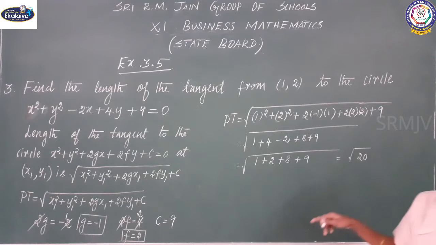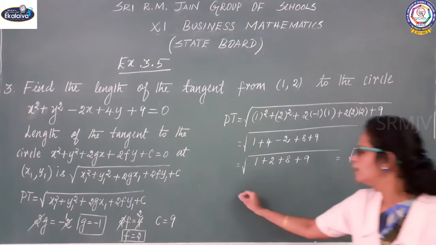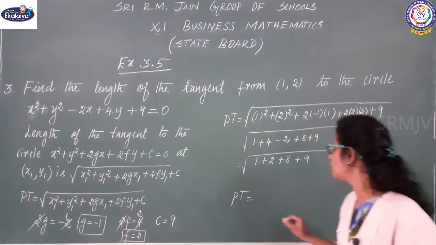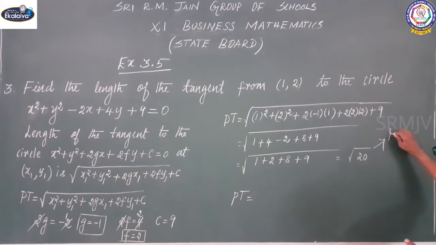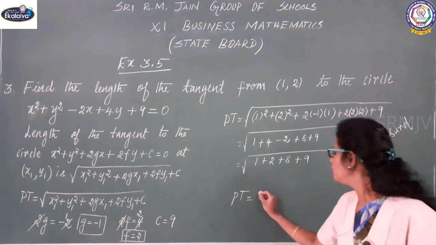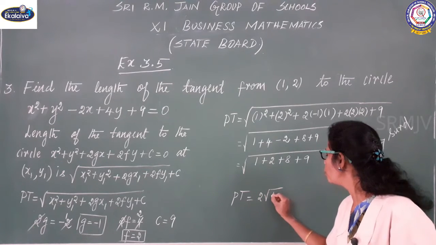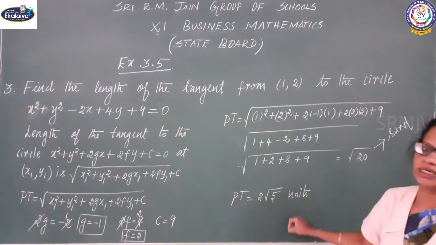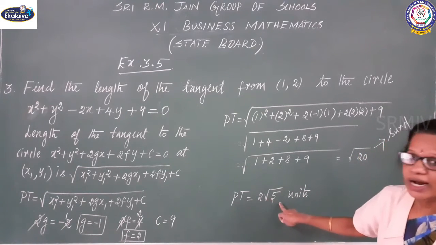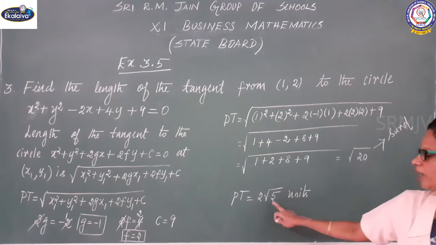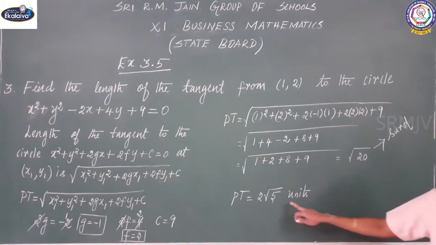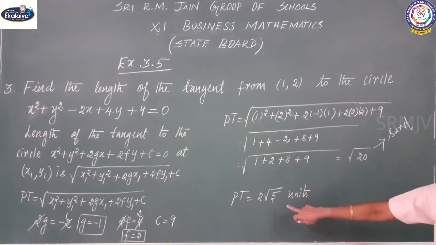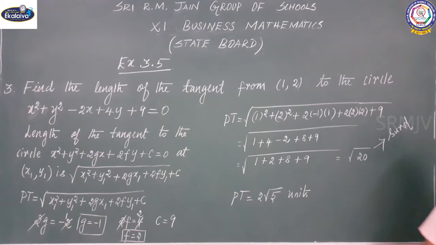The square root we call it as surd, right? That we are going to convert into mixed surd. PT is equal to square root of 20, or you can say surd also. Then it becomes 2 into root 5 units. This one we call it as mixed surd, whole number and the irrational. Got it children? PT equal to 2 root 5 units. That is the length of the tangent.